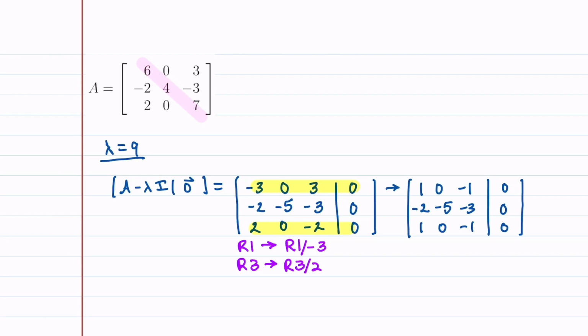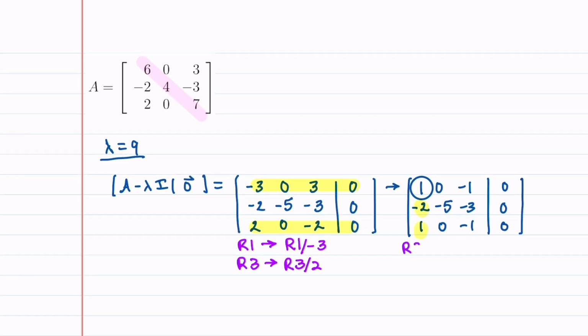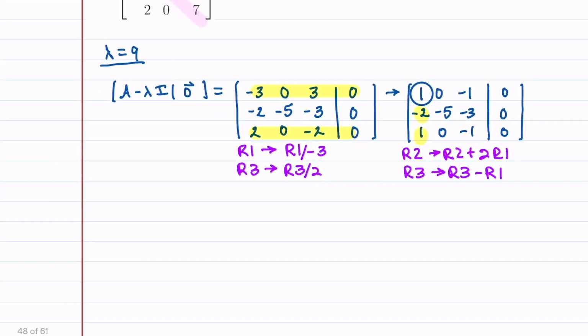Now we're all set. Let's go ahead and let's circle our first pivot, and we're going to proceed to get a 0 below that. All those entries are going to become 0. So we're going to take row 2, and we're going to replace it with row 2 plus 2 times row 1. And then we're going to take row 3, and we're going to replace it with row 3 minus row 1. Give ourselves a little bit more space.